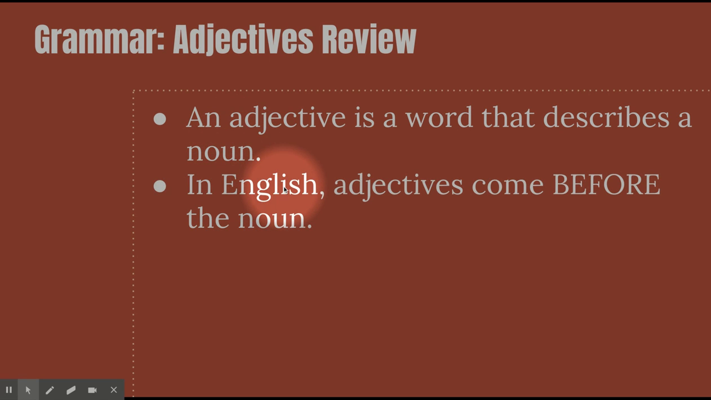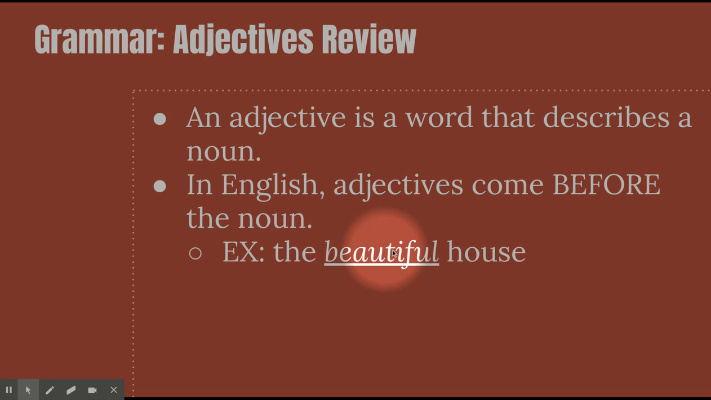In English, adjectives come before the noun. They don't come after, they come before the noun. Now remember, the noun is the person, place, or thing, and the adjective is describing it. For example, the beautiful house. Which one is the adjective here? That's right. Beautiful is the adjective because it is describing the noun house.